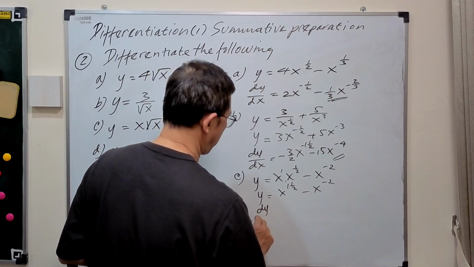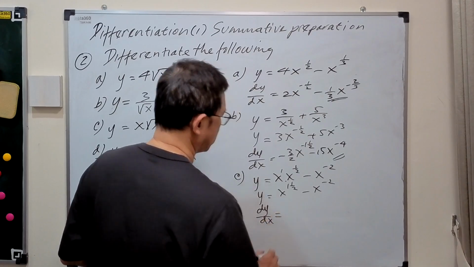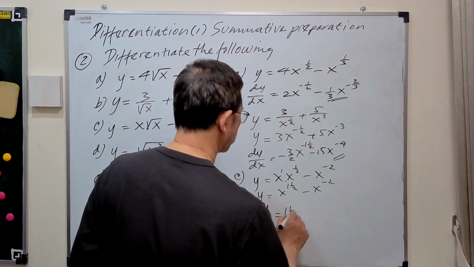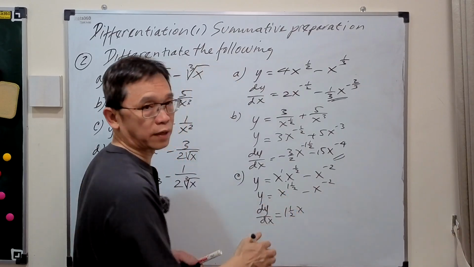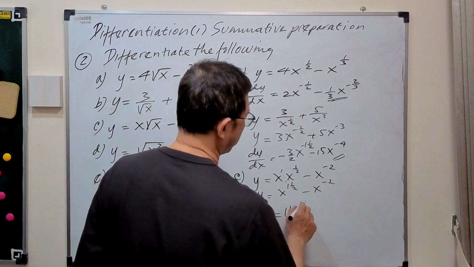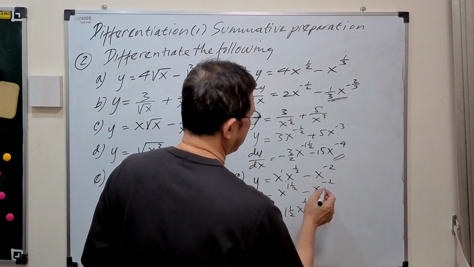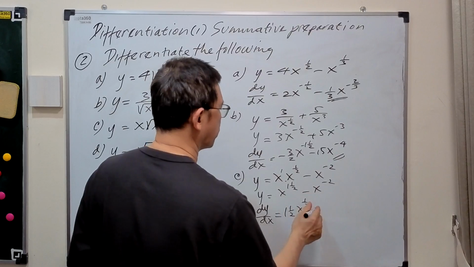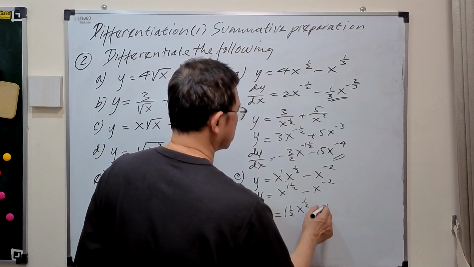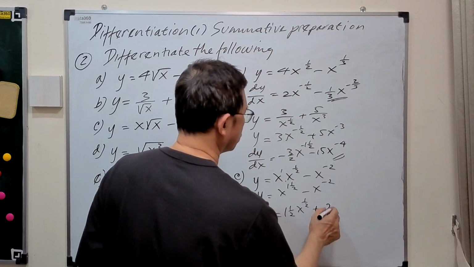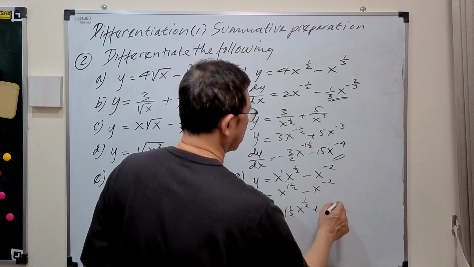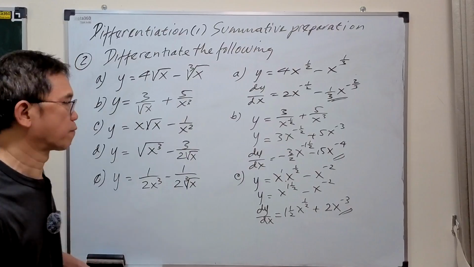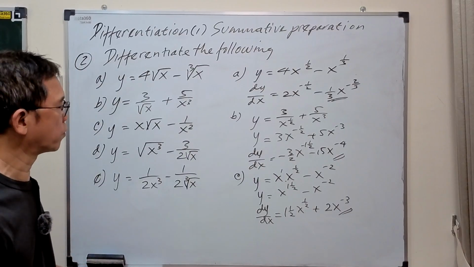This will be dy over dx equal to 1.5 multiplied to the front. Then we subtract the 1.5 by 1, we get half right here. And then -2 times negative right here, this will be plus. Write down 2, and then x to the power of -3. Okay, that's the answer for C.